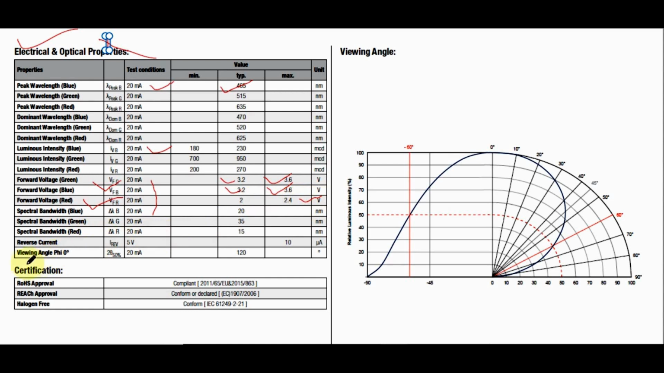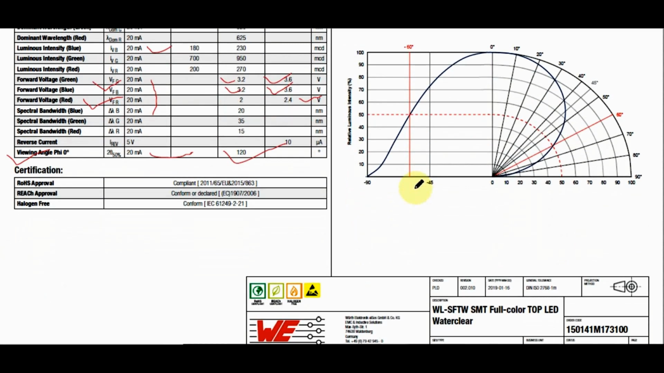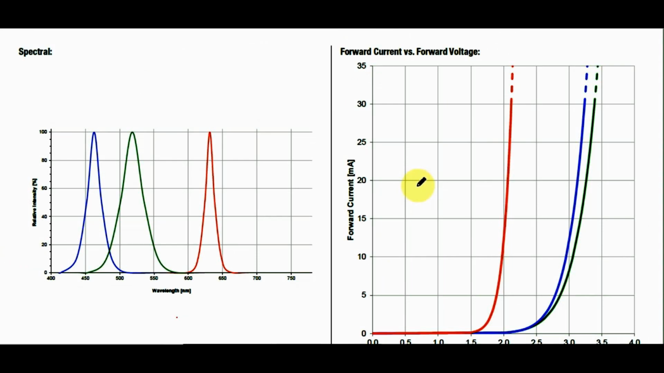Now I will not discuss this. This is one more important parameter, viewing angle. If you drive your LED at 20 milliampere, the viewing angle would be 120 degree. This is the graph of viewing angle. Let's move ahead. This is the spectral graph, wavelength versus radiated intensity. I'm not going to discuss this.